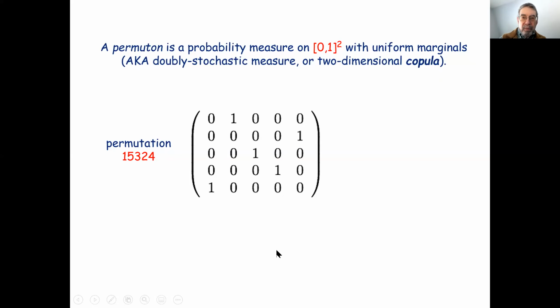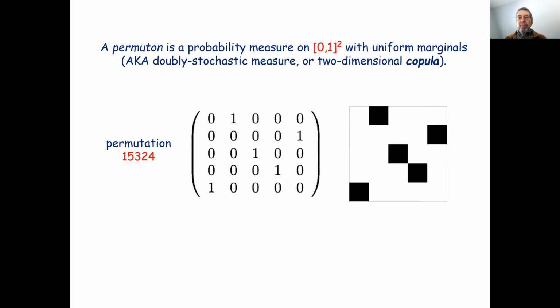And if we want to turn this into a permuton, we just make the probability measure, which is concentrated on the squares where we see 1s in the matrix, and is empty where we see 0s in the matrix. So each of these squares is just a little flat top building of density 5, so that the measure of the whole thing is 1.